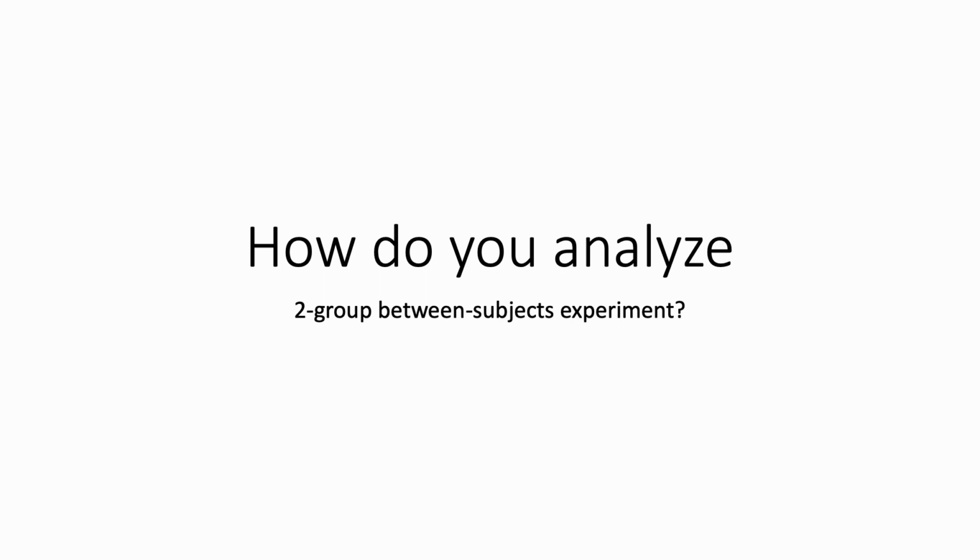So the last lecture taught us how to find our p-value, figure out if we made a discovery or not, and find our 95% confidence interval of effect size, figure out what size that effect is in the population. Today I'm going to put this to use in the context of a two-group between subjects experiment.